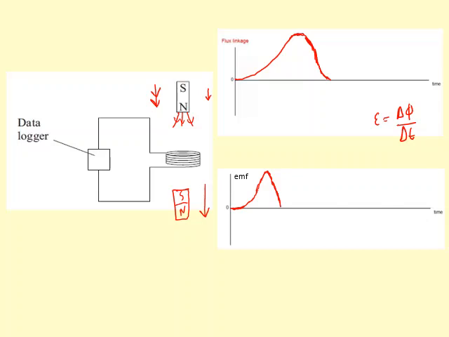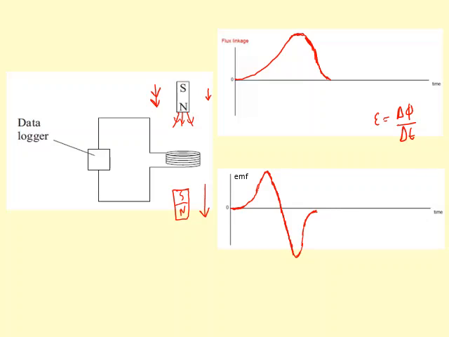And then once the flux starts to decrease, we get a negative EMF. But this time the negative EMF is going to be much higher, more negative than the positive EMF. The reason being that it's moving much more quickly, so the rate of change of flux will be higher. So a bigger value will be shown there.